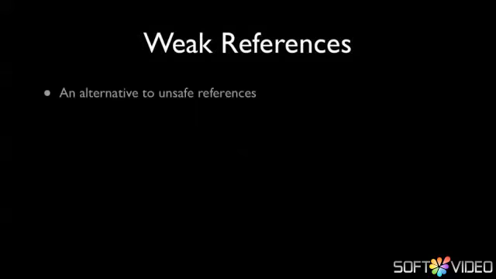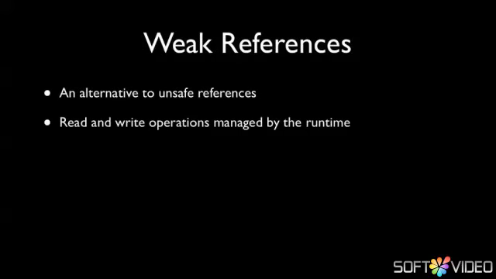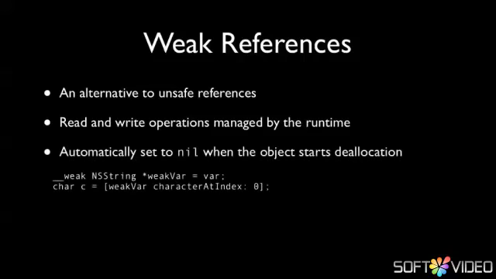Weak references are an alternative to unsafe references. And read and write operations are managed by the runtime, and these weak defined references are automatically set to nil when the object starts deallocation. So to make use of weak references, you use the __weak qualifier on a definition.